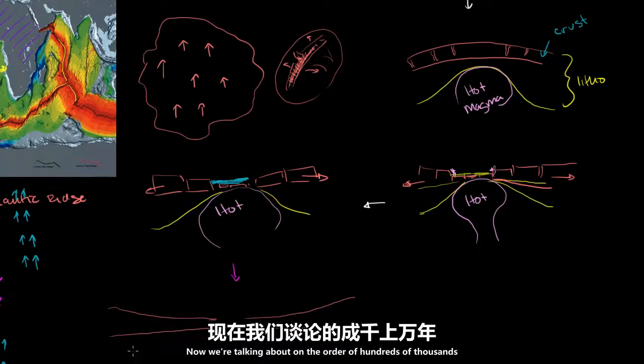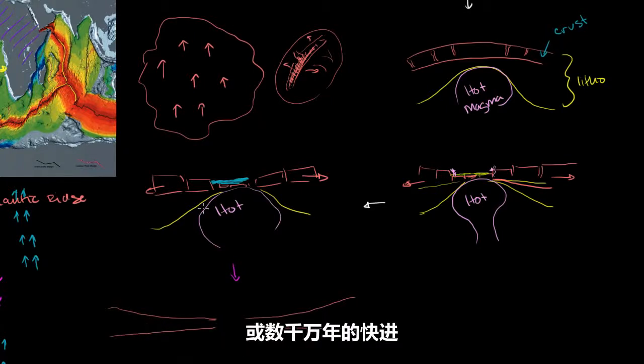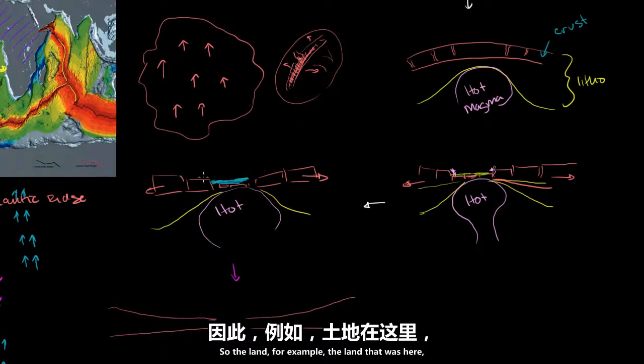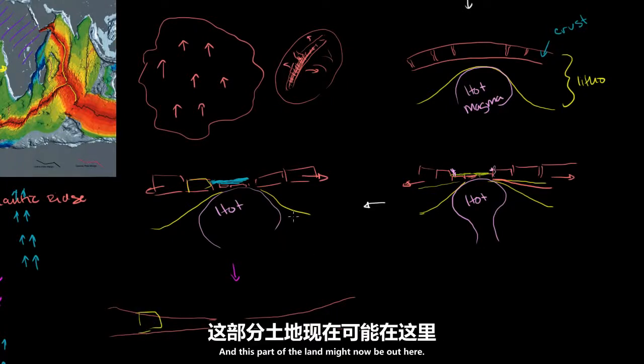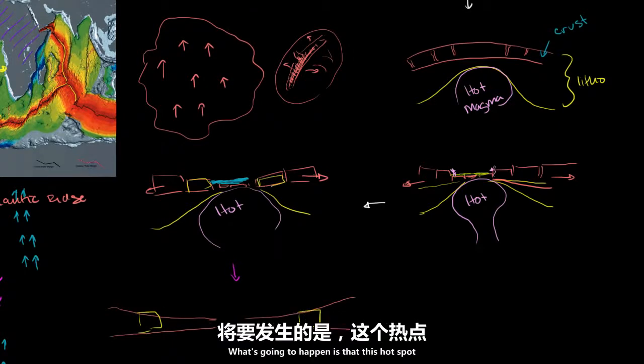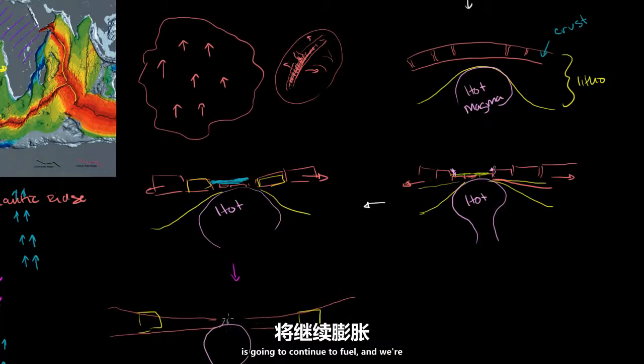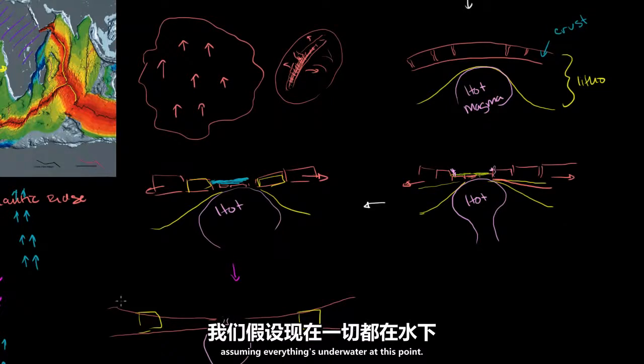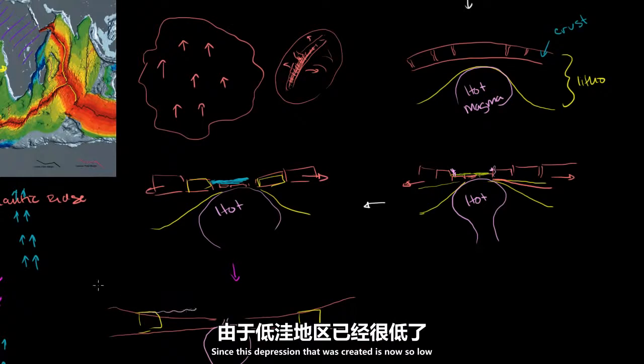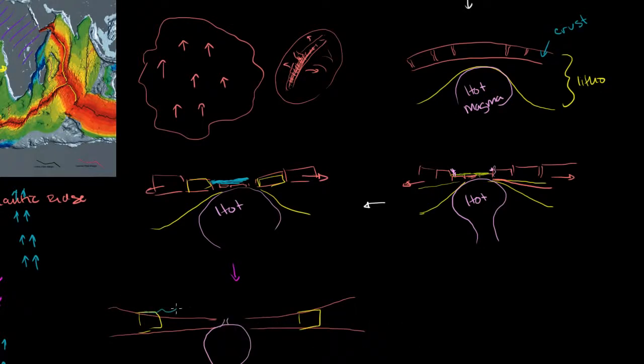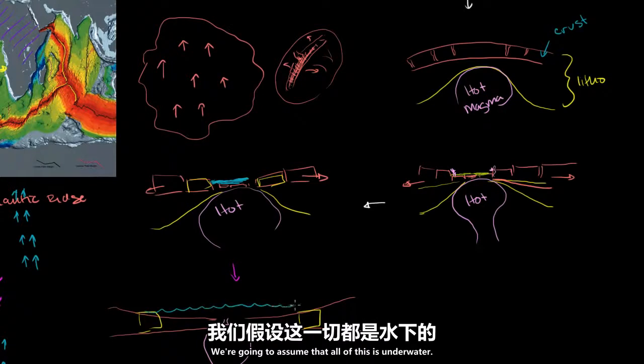Now we're talking about in the order of hundreds of thousands of years or tens of thousands of years. So the land that was here, this part of the land might now be out here, and this part of the land might now be out here. What's going to happen is that this hot spot is going to continue to fuel, and we're assuming everything's underwater at this point, since this depression that was created is now so low, the crust was stretched thin. We're going to assume that all of this is underwater.